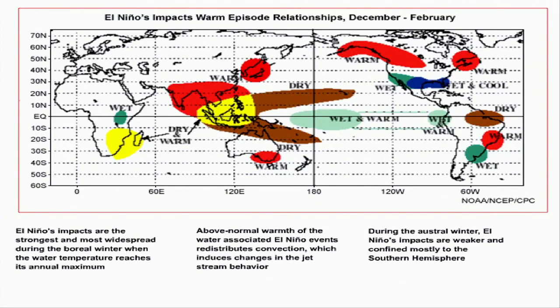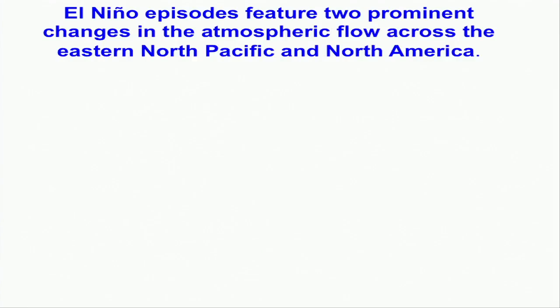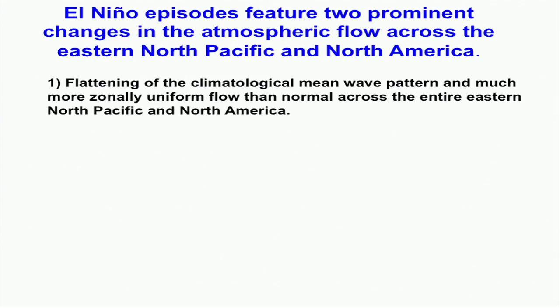Now, I just want to summarize, there's quite a lot of different features on that graph. I just want to summarize the key components. So what happens during El Nino episodes? What are the main things that occur, and how does it affect the atmospheric flow and the weather patterns? So this is just the main ones, not all of them.